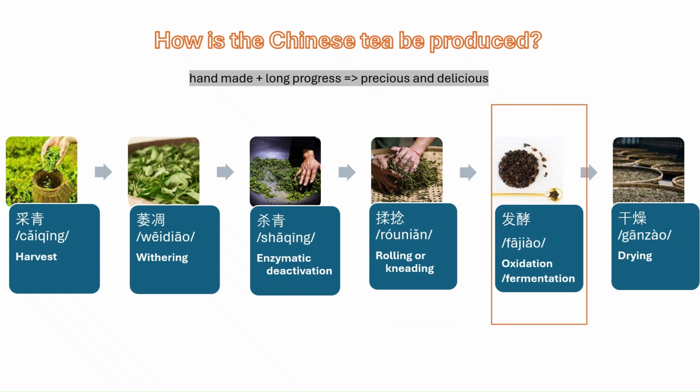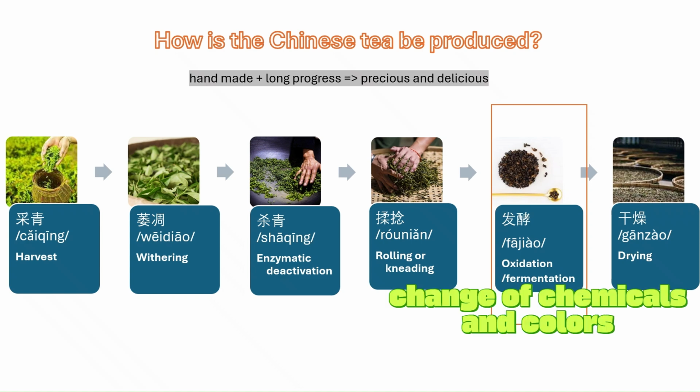Next step, oxidation or fermentation, 发酵. If oxidation has not been stopped by enzymatic deactivation, it will begin when the enzymes and essential oils of the leaf are exposed to oxygen. Oxidation triggers a change of the chemical composition and color of the leaves, turning them brown and reddish.